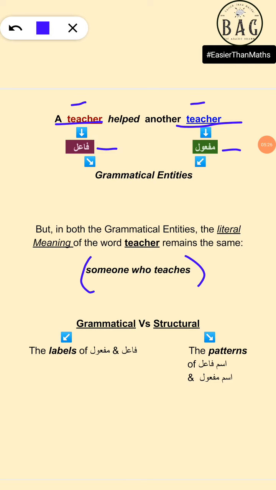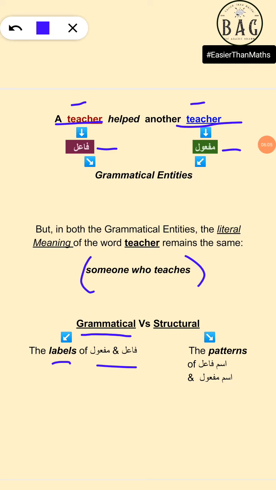we have the grammatical versus structural entities. Okay, so we have the grammatical entities, and they are actually the labels of fa'il and maf'ul. Okay, so there are tons of other grammatical labels, and actually we have spent a lot of time so far studying those labels. Okay, so we have studied zarf, muzaf, muzaf alayh, harf jar, majroor, sifa, masuf, and all these things. We have spent quite a lot of time studying the labels of grammatical entities.